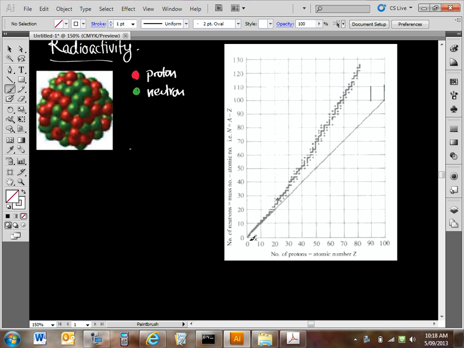If you have a look at this graph here, this table, along the bottom here is the number of protons increasing from left to right. On the vertical axis, we have number of neutrons increasing from the bottom to the top. First, this line here represents if the atomic number is equal to the neutron number. So number of protons equal to the number of neutrons would be that line through there. You can see this point here, 70 protons, 70 neutrons.